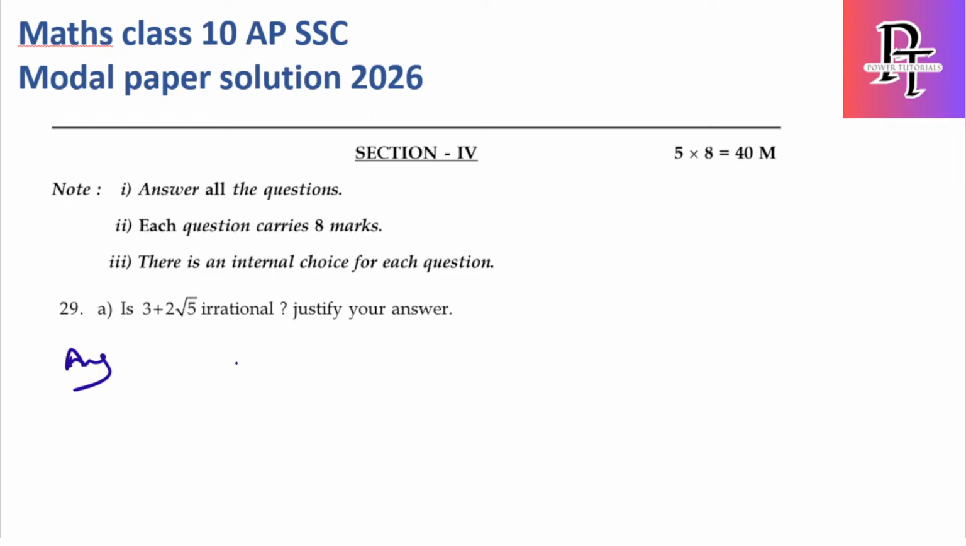First one: 3 plus 2 root 5 is irrational. Just for your answer, okay, it is irrational, correct, but how to prove it? So for that I will first prove root 5 is irrational, and then I will solve this question. I could directly take root 5 as irrational and solve this question, but as this is for 8 marks, let's first prove root 5 is irrational.